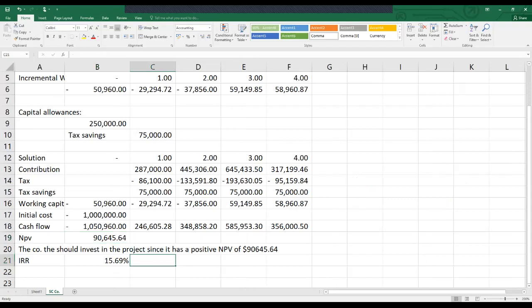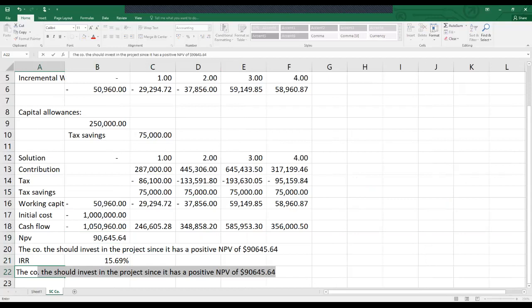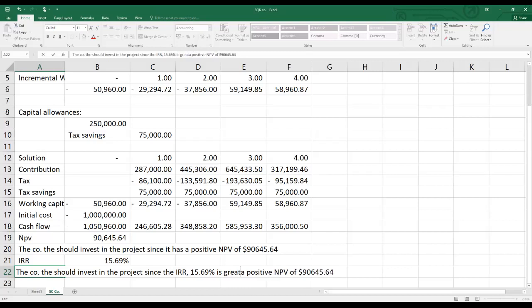Okay, great. So that's on how to get the NPV, how to get the IRR. Based on the IRR, you advise the company. The company should invest in the project since the IRR, which is 15.69%, is greater than the cost of capital, 12%.